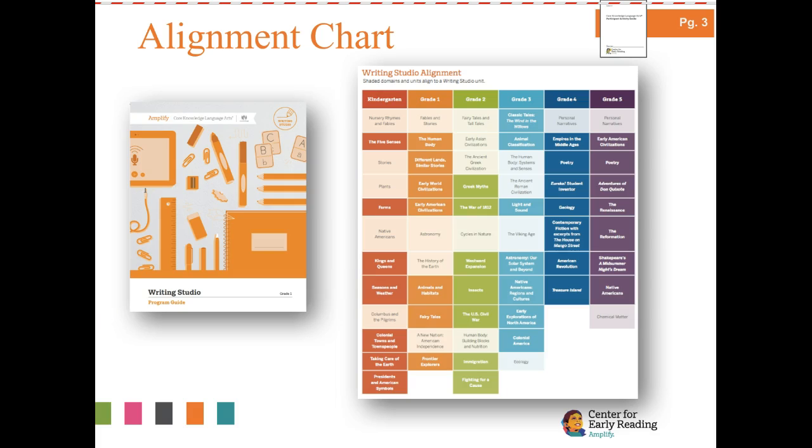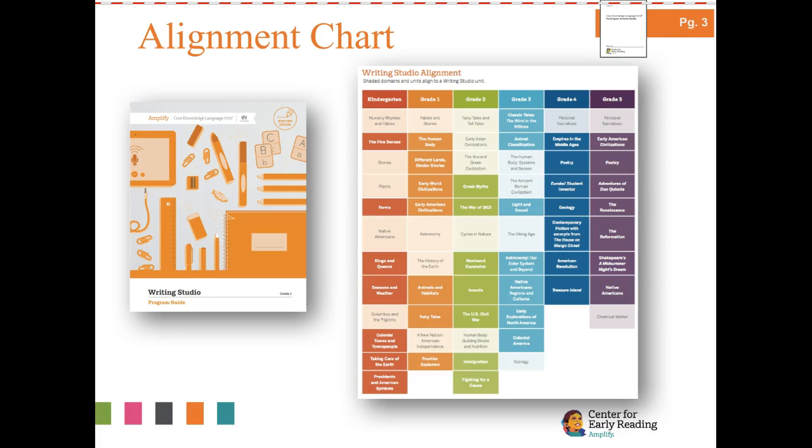In your program guide, you will find this document. It shows how Writing Studio aligns with the CKLA domains. The darker shaded units have Writing Studio units tied to them. As you can see, each grade level has 7 darkly shaded CKLA domains, which matches what we already know about Writing Studio. There are 7 units per grade level.